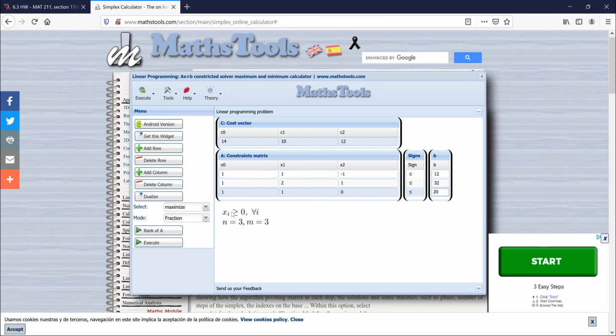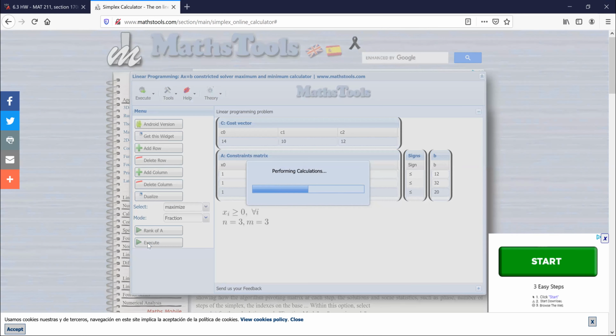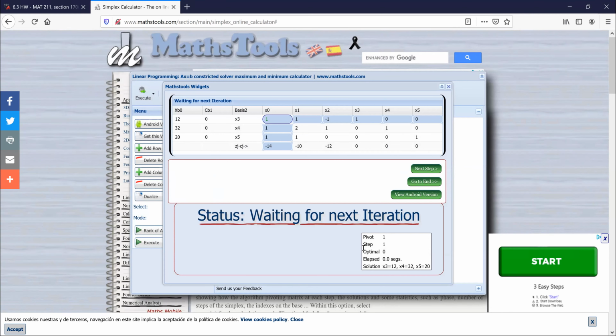And then there's the constraint that they're all positive. That's I think this xi greater than 0, that means they're all positive. And we're trying to maximize. If we were trying to minimize, we would change that. And then execute. So I guess we're going to execute here, performing calculations. And it tells you that the answer is 3, 12, 32, and 20.